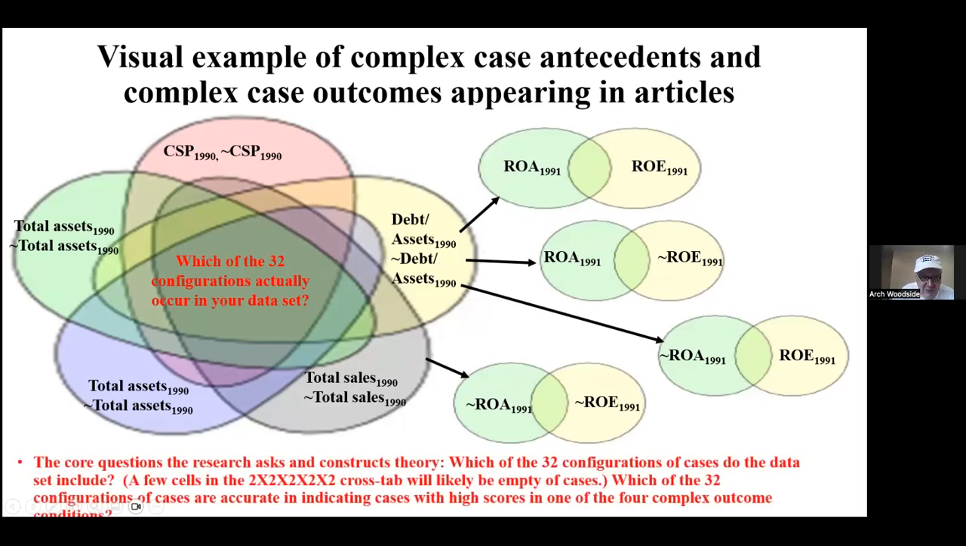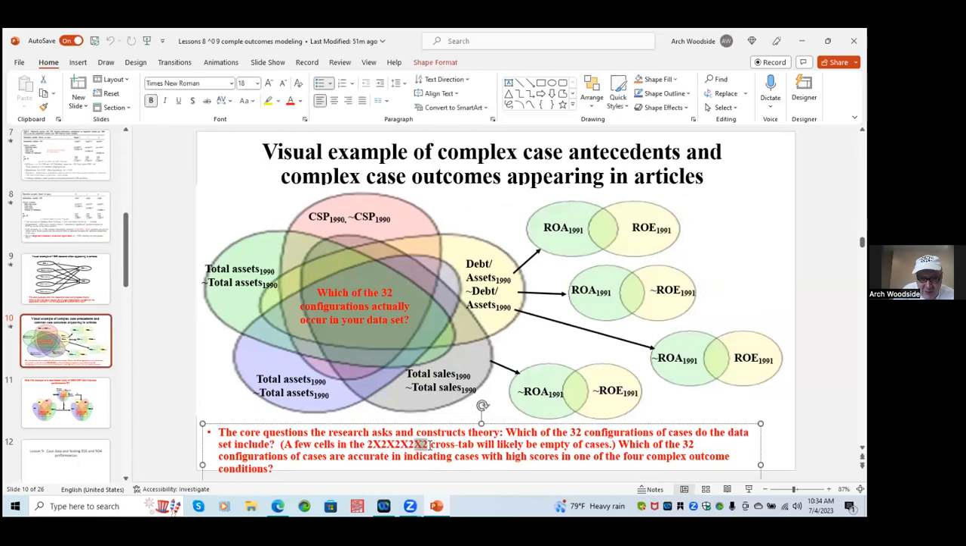So the core question the researcher asks in constructing theory is: which of the 32 configurations of cases does the data set include? A few cells in the 2 by 2 by 2 by 2, 1, 2, 3, 4. I got one extra one here. Let me go ahead and get rid of that right now. All right, so no, we do have 5. I'm sorry. We ought to keep it in.